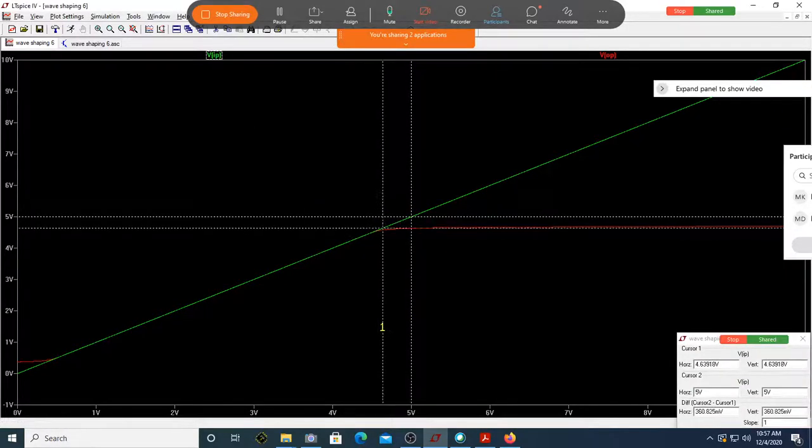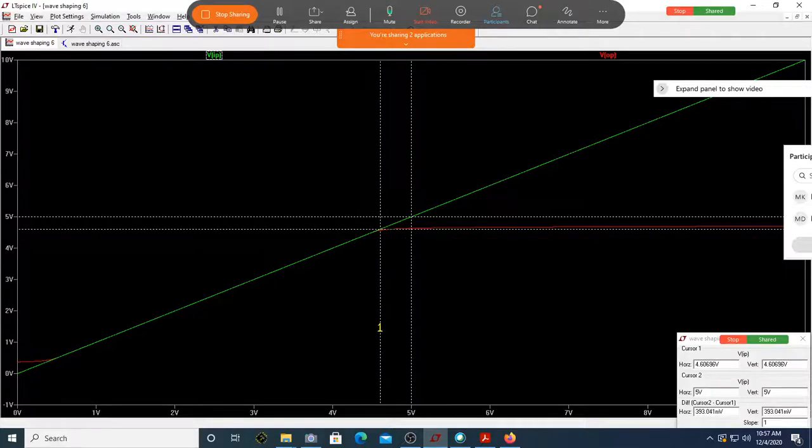As I said, this will happen at 4.6 or 4.7. Can you see here 4.6, 4.7? Yes, sir. Even though we kept a battery of 4 volt, another 0.6 volt is required to overcome that cut-in voltage. That's why it is so.